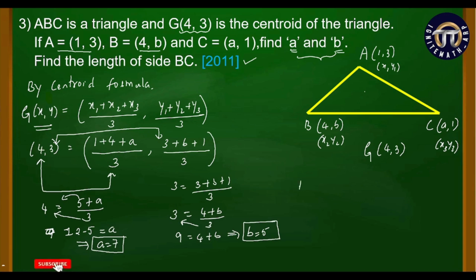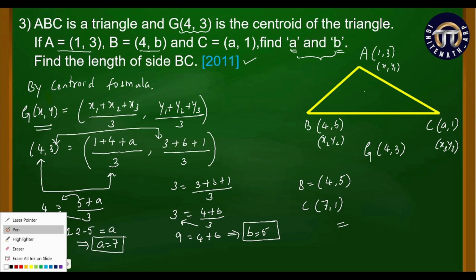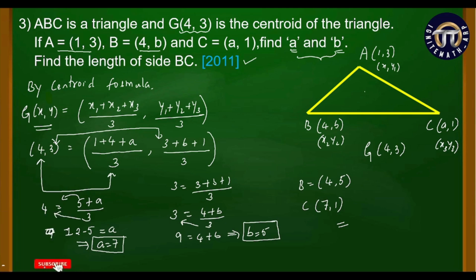So the coordinates of B are nothing but 4 comma 5, and C is 7 comma 1. These are the coordinates. Clear, children? This is your final answer. How actually the marks are distributed over here, you need to understand, children, distribution of the marks. You should be smart enough to understand the steps which carry the marks.